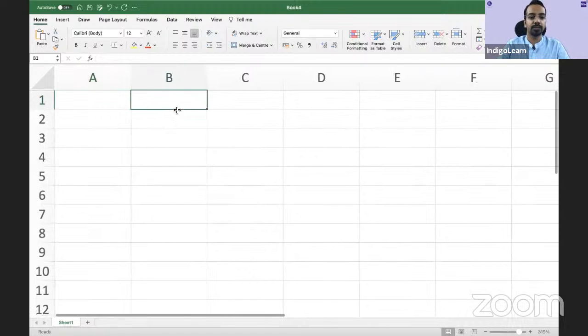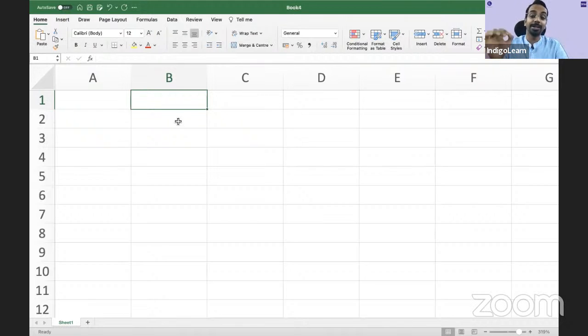I hope my screen is visible. Now, what is the speciality of non-profit organization final accounts? Nothing different. It is simply final accounts. What would happen is you would be given either a receipts and payments account.